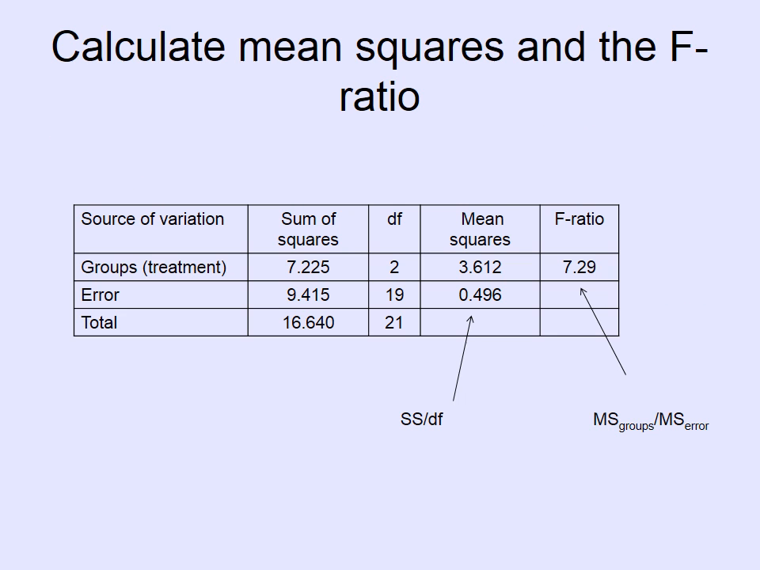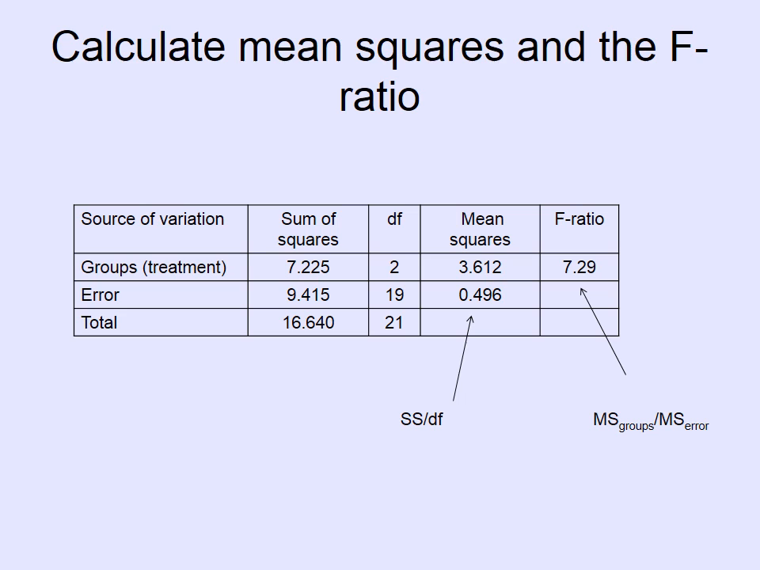Now we can calculate the mean squares and the F ratio. So we divide the sum of squares for groups or treatment by its degrees of freedom. There's the mean square. We divide the sum of squares for error by its degrees of freedom. We get the mean square error. We actually don't need the mean square for the total, so it's not used in the calculation of the F statistic. So we just need those two.